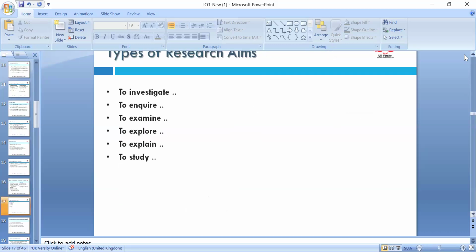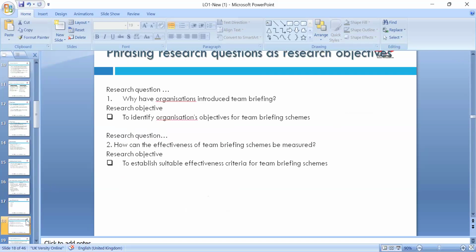Then the types of research aims: to investigate, to inquire, to examine, to explore, to explain, to study. So we can say, to examine the performance of operations within your company and whether a performance management system is in place. That can be the aim, and then we discuss the literature and draw the methodologies. That is very important, especially if we are doing anything about teamwork, team briefing, or conflict management from an HR perspective.